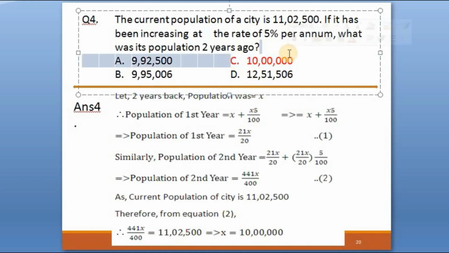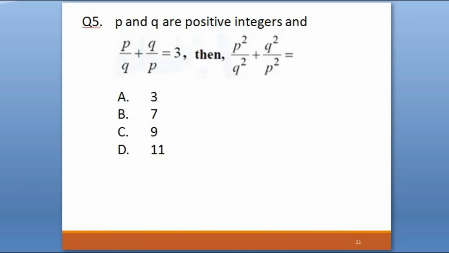Now let's move to the next question. P and Q are positive integers, and P by Q plus Q by P is equal to 3. Then P square by Q square plus Q square by P square is equal to how much?